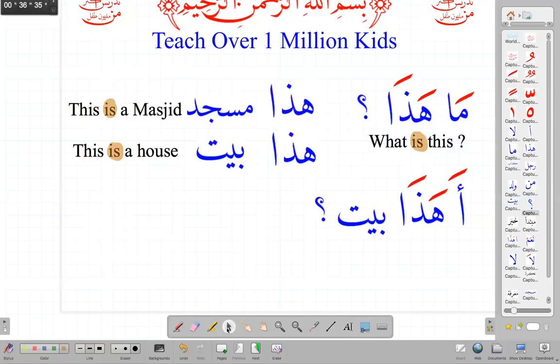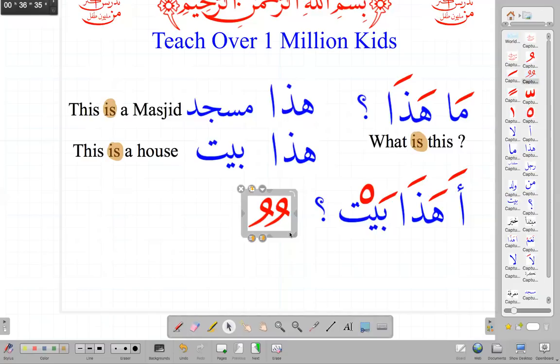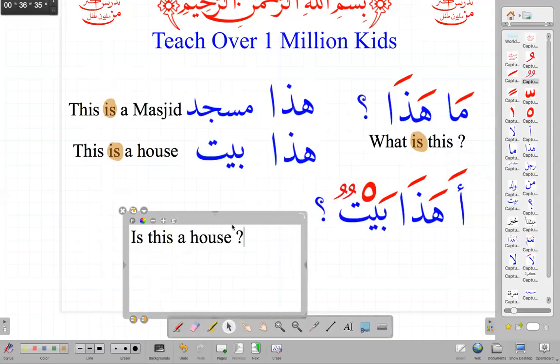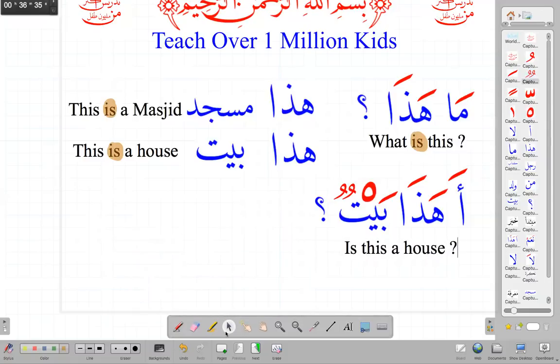Okay, you have to understand this very well. We don't have the copular verb. It's ma hada. We understand the sentence as what is this? Ahada baytun. Baytun. Try to put your vowels for yourself. In future, we are not going to put the vowels. Okay, you have to recognize the words and read them with no vowels. Ahada baytun, is this a house?